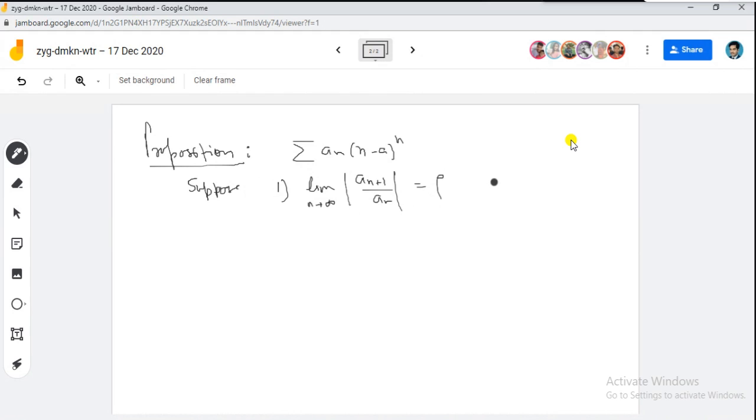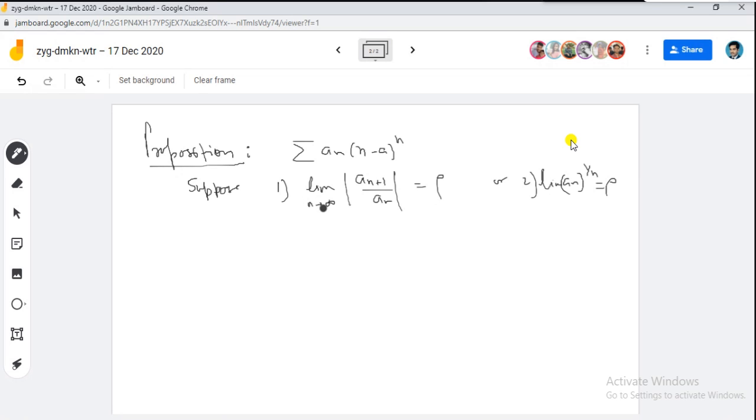Or the second, the limit of a_n to the power 1 upon n, this is equal to rho. So if either of these two limits exists, suppose 1 or 2, suppose this is equal to rho.